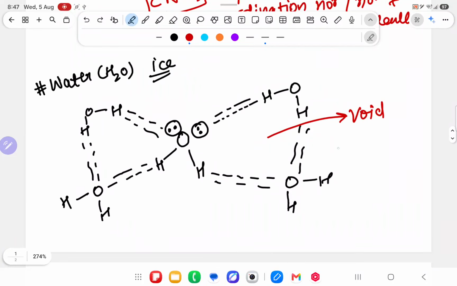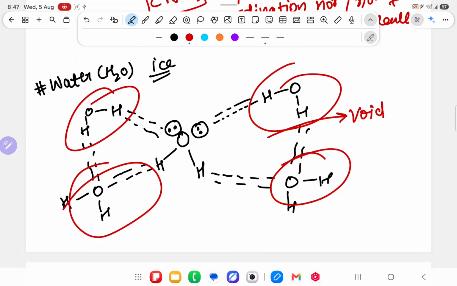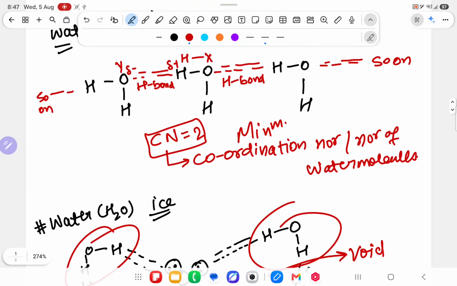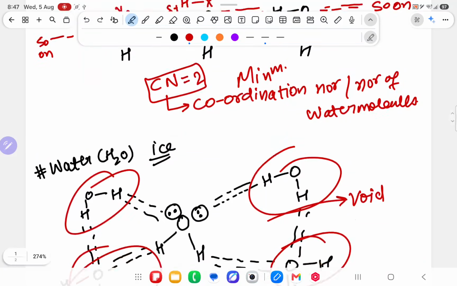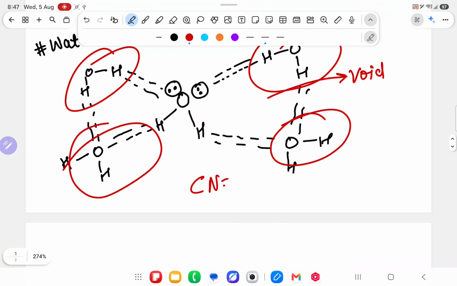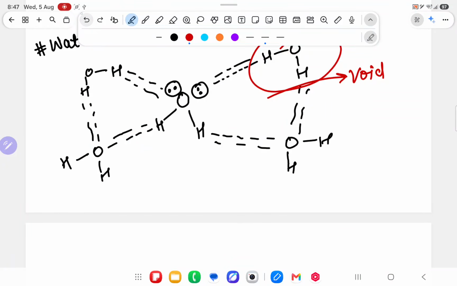How many required? 1, 2, 3 and 4. Sir, why have you not counted the middle one? The middle one has water molecules surrounding it. Suppose you take this middle one, surrounded atoms, 2 are required. Similarly, you will think over here. What is the coordination number here? 4. How many surrounding water molecules are there? 4. So we will have coordination number 4 to form ice.